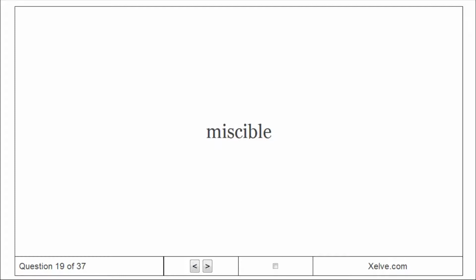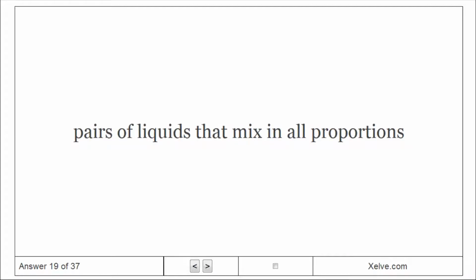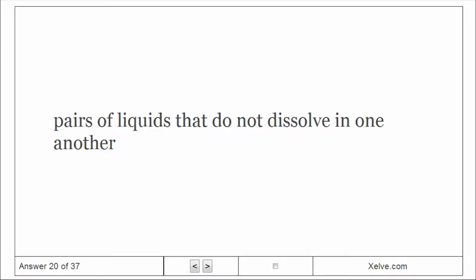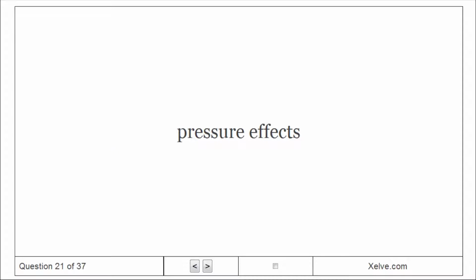Miscible: pairs of liquids that mix in all proportions. Immiscible: pairs of liquids that do not dissolve in one another. Pressure effects.